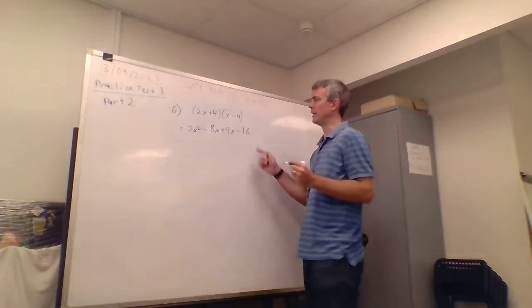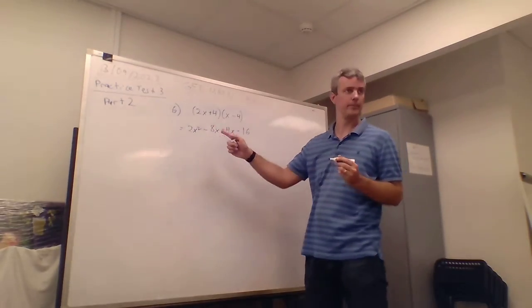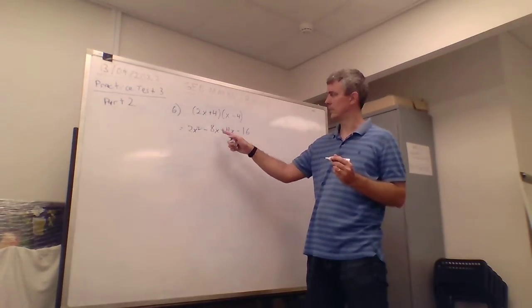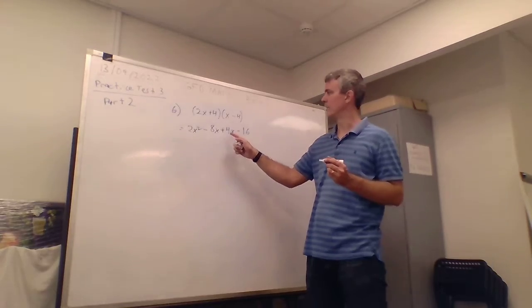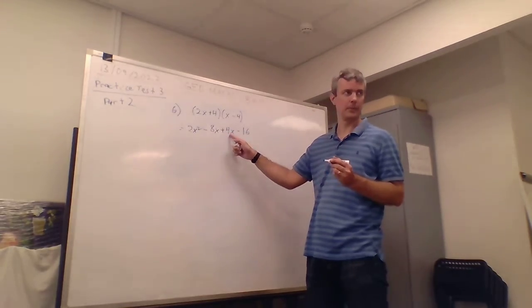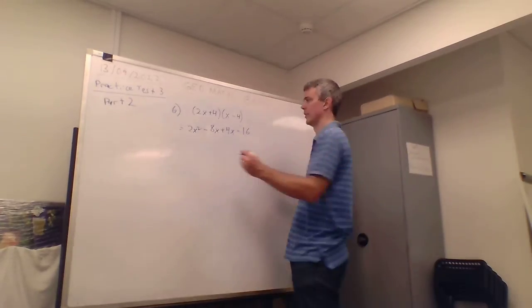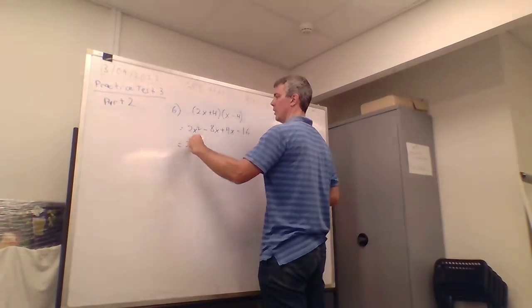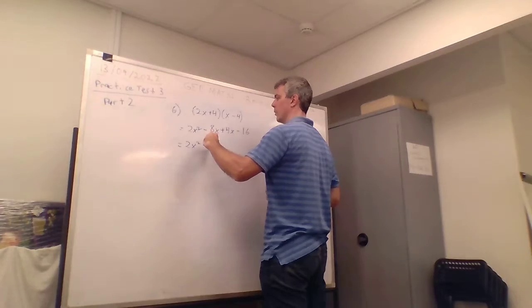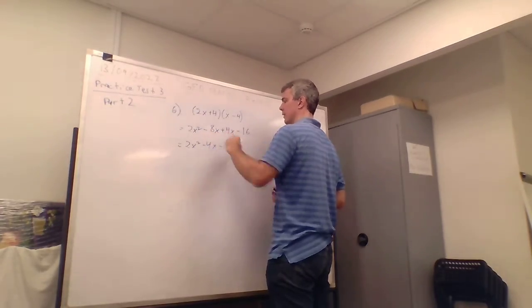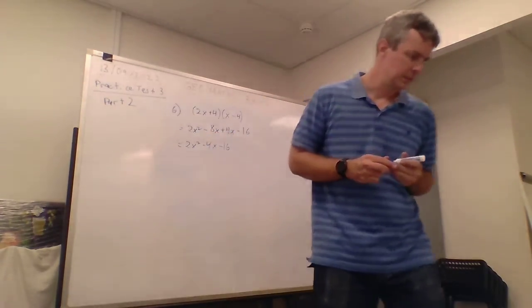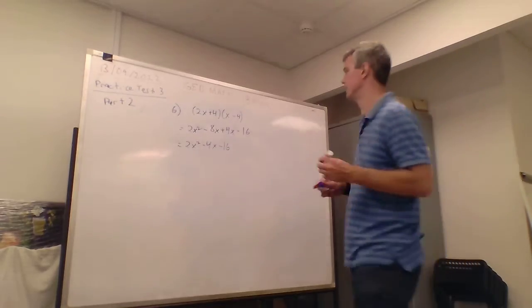And any variables the same here? Yes, x and x, right? So minus 8x plus 4x becomes what? Minus 4x. Exactly. So it's 2x squared minus 4x minus 16. Is that one of our options? Yes, D.